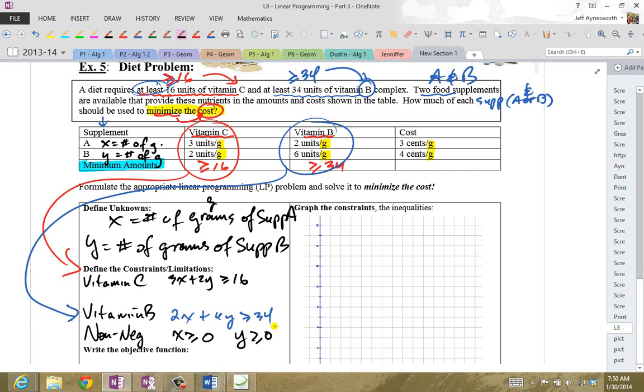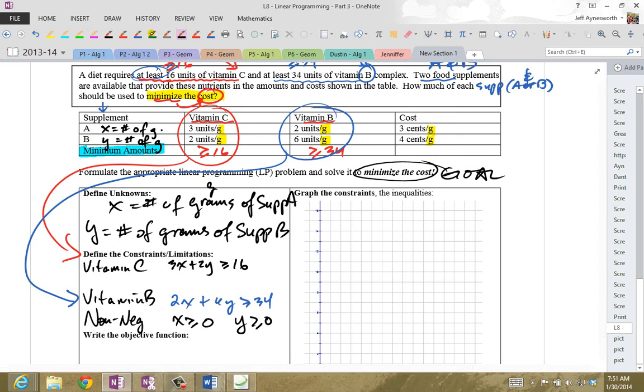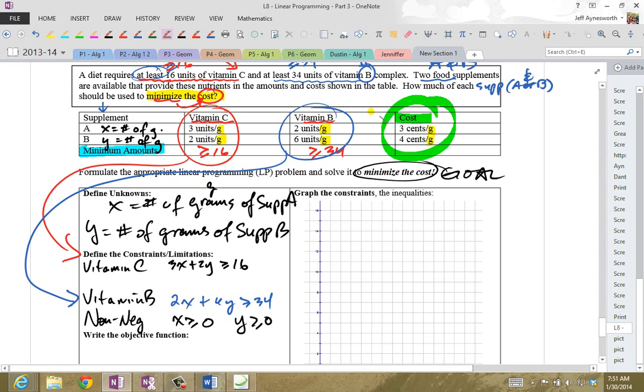Non meaning not. Okay, and lastly, what we need to do is take a look at our cost function. We want to minimize our cost. That's our goal. That's the objective in the problem. And that, my friends, is found by looking right here up in your cost column. So what we need to do is take this and write a cost function. So let's go ahead and do that.